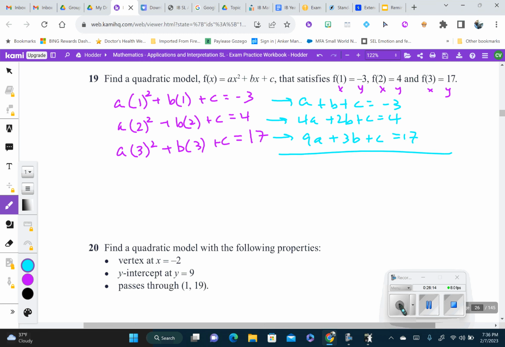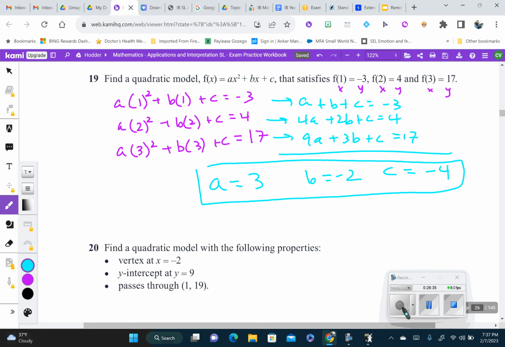Same thing, polysymbol 2. Okay, so apps, polysymbol 2. Option number 2, which is simultaneous equations. Plug them in, hit enter, and it gives you a, b, and c. So those are the 3 numbers you should get. A is 3, B is -2, and C is -4.